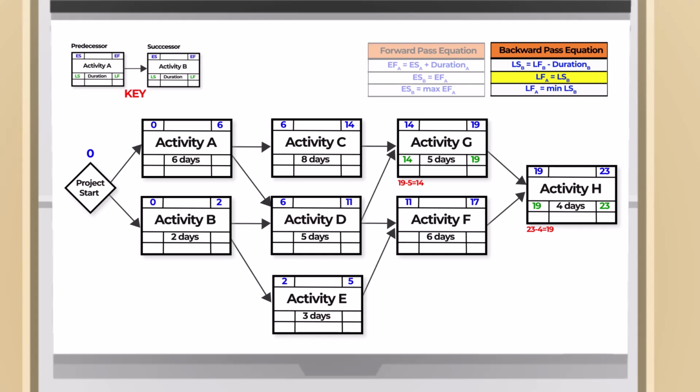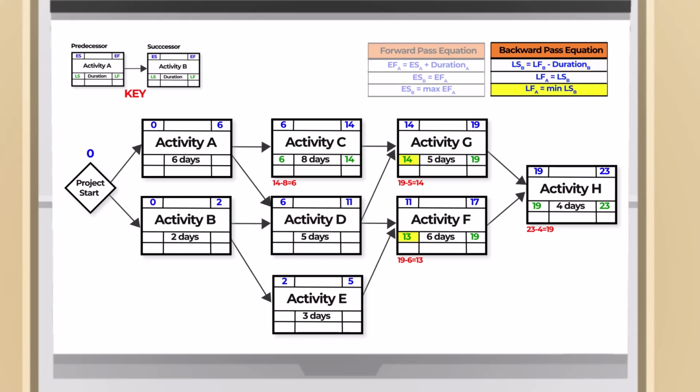Next is Activity F, late finish, will be equal to Activity H, late start, which is 19. Activity F, late start, will be late finish, 19, minus the duration, 6, equals 13. Activity C, we have only one successor, so late finish will be 14. Activity C, late start, will be late finish, 14, minus the duration, 8, equals 6.